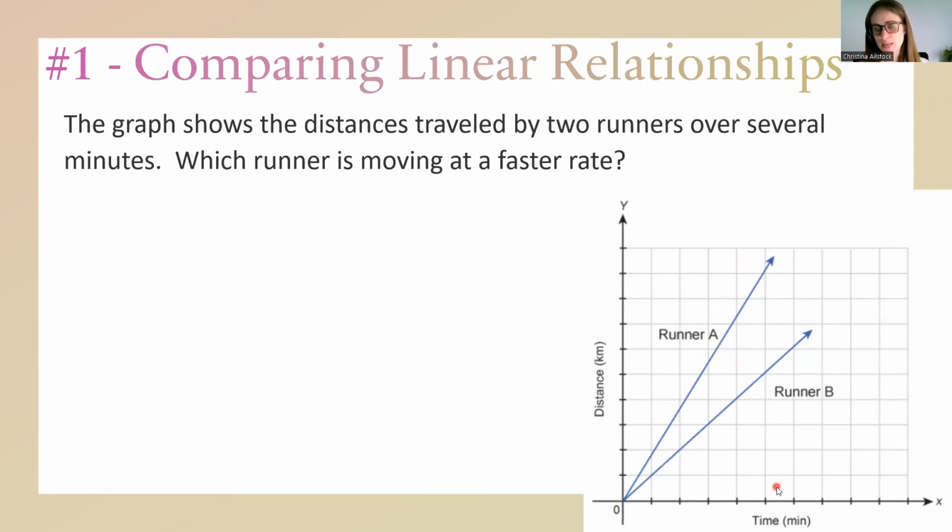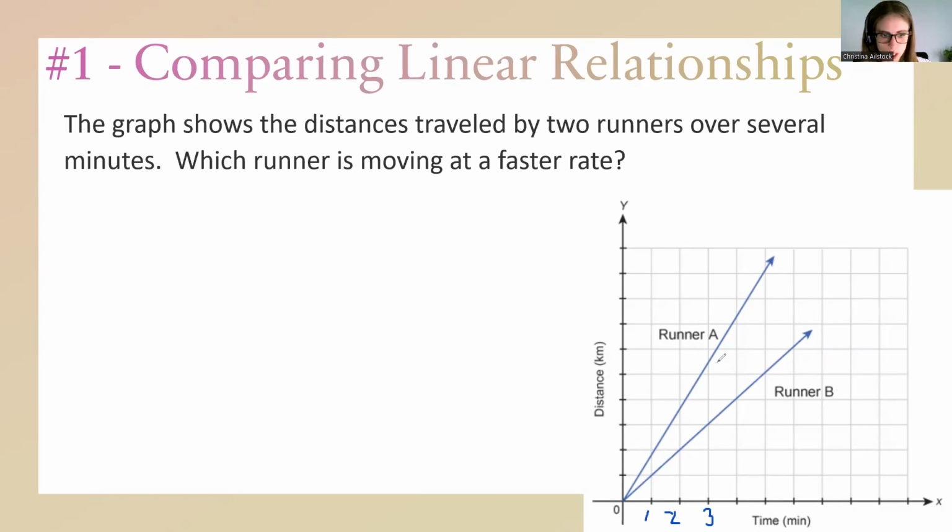Our graph here is not labeled. That's okay. We can assume that it counts by ones. And even if it's not, that doesn't really matter because it's not asking what is the rate. It's just asking who is faster. So if we just assume this counts by ones, let's just look at, say, the 3-minute mark here to see who is faster.